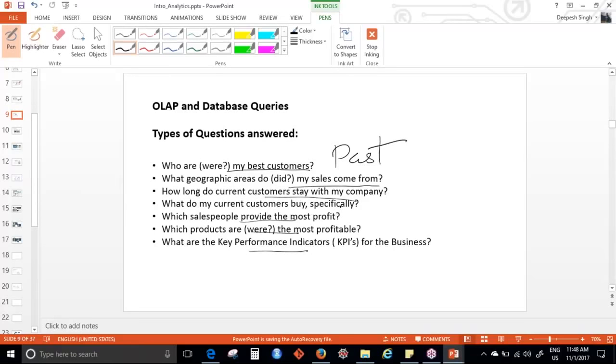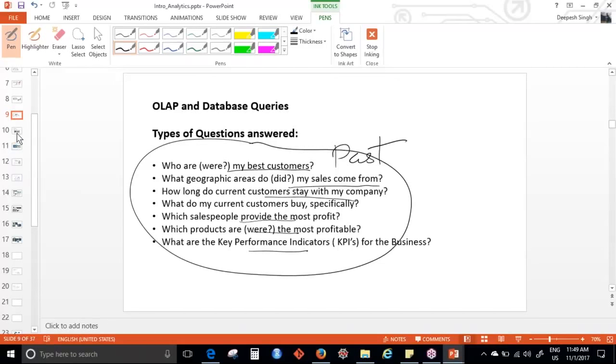Okay. Now let us see how the questions change when we move to analytics. So this is the data analysis part. Let us see the problems which we will try to solve as data scientists. If you are doing this in your work, you are probably doing data analysis. Most of the companies are still working on these kinds of questions.